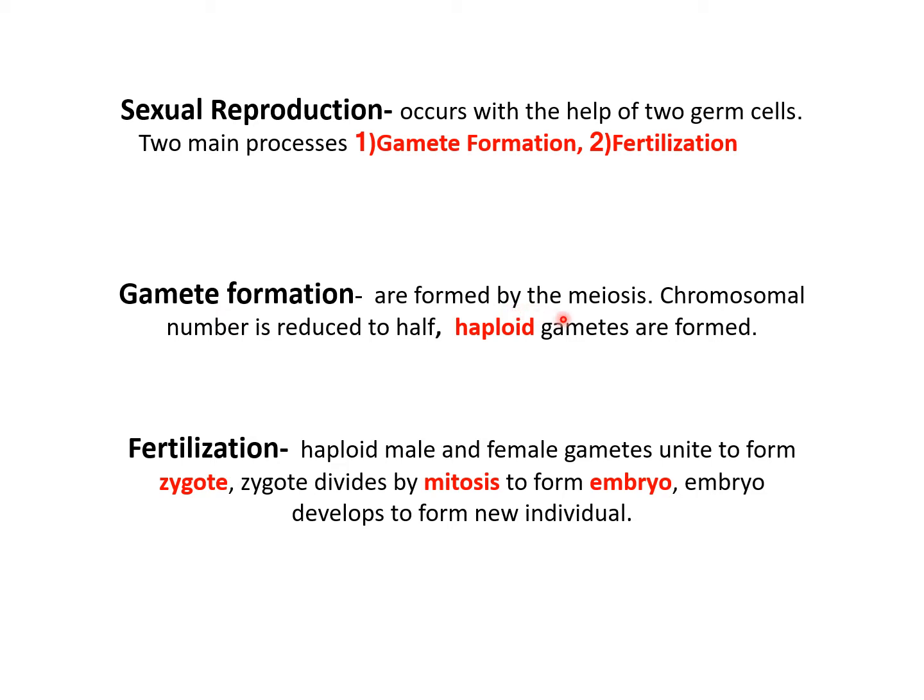Meiosis you have learned, where the chromosomal number becomes half. That is the meiosis process. Chromosomal number is reduced to half and haploid gametes are formed. Diploid means 2n number of chromosomes and haploid means n number of chromosomes.